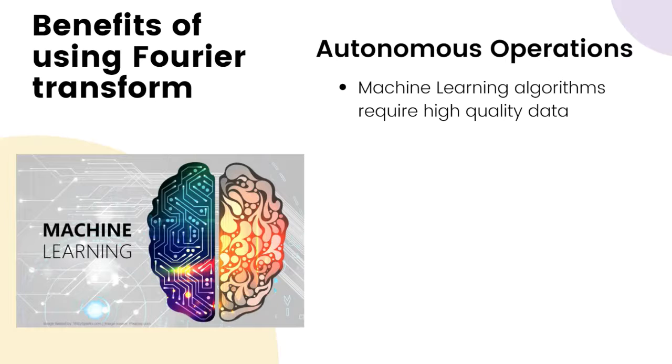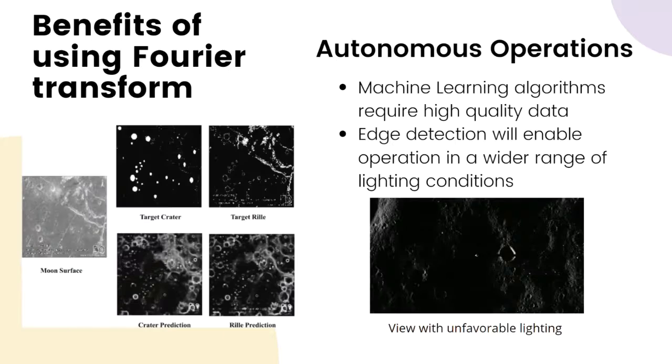Branching from surface analysis, autonomous operations on the Moon, such as automated resupply missions or autonomous probes, will make use of machine learning algorithms to make decisions. These algorithms require high-quality data in order to make the proper decisions. One way to obtain the data is by applying edge detection in various forms. Operations will be able to proceed in a wide range of lighting conditions.